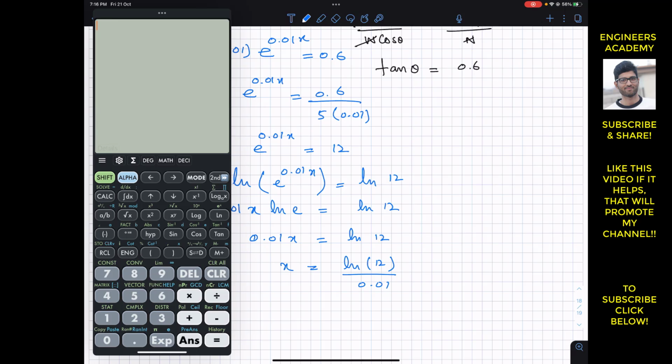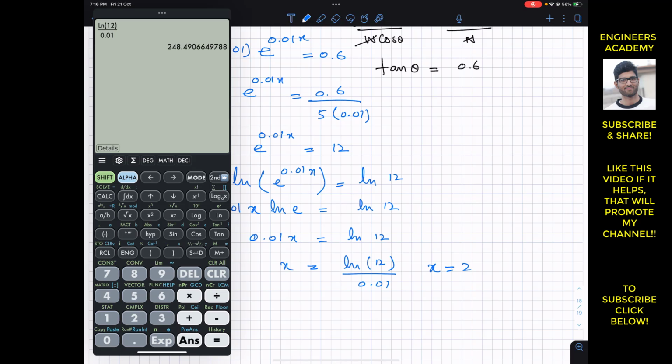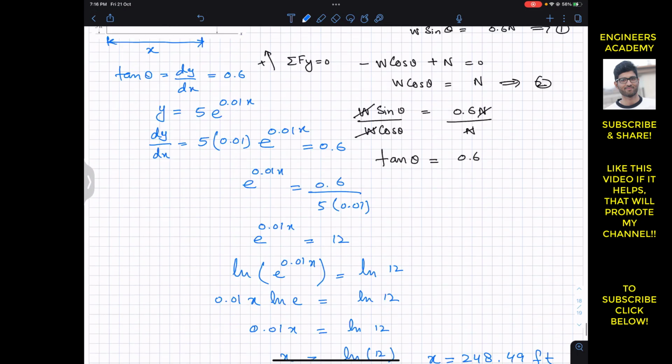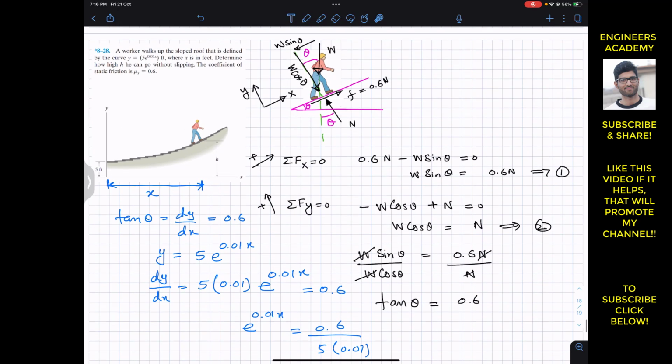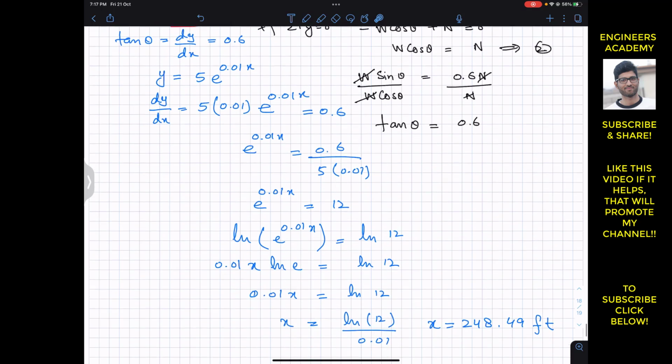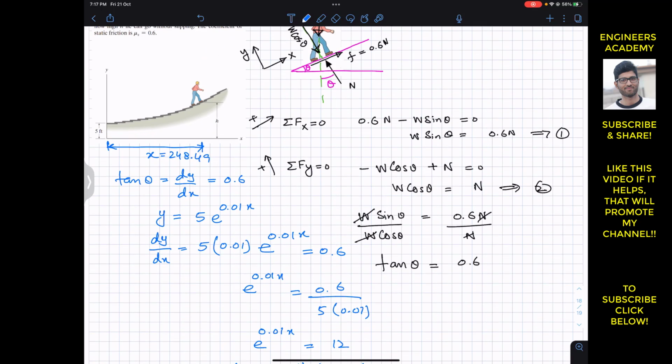So natural log of 12 divided by 0.01 gives us 248. So x is equal to 248.49 feet, since x is in feet. So at this particular instant, when tan theta is 0.6, he is at a distance of 248.49 feet in the horizontal direction from the origin. So this distance is 248.49 feet.